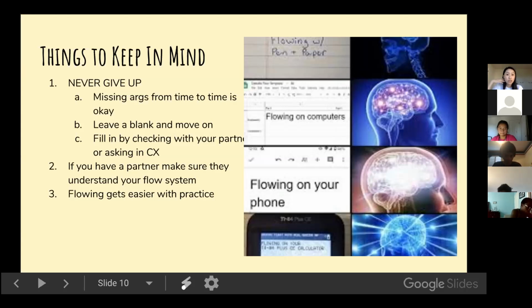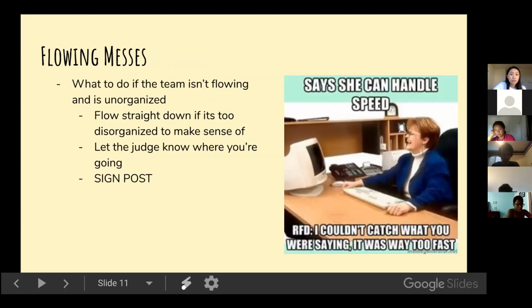If you have a hard time listening, like you have a hearing problem, people are actually super accommodating of that. So if you need to let the judge know or let your opponent know that you have trouble hearing with some sort of disability, people are generally very accommodating of that.